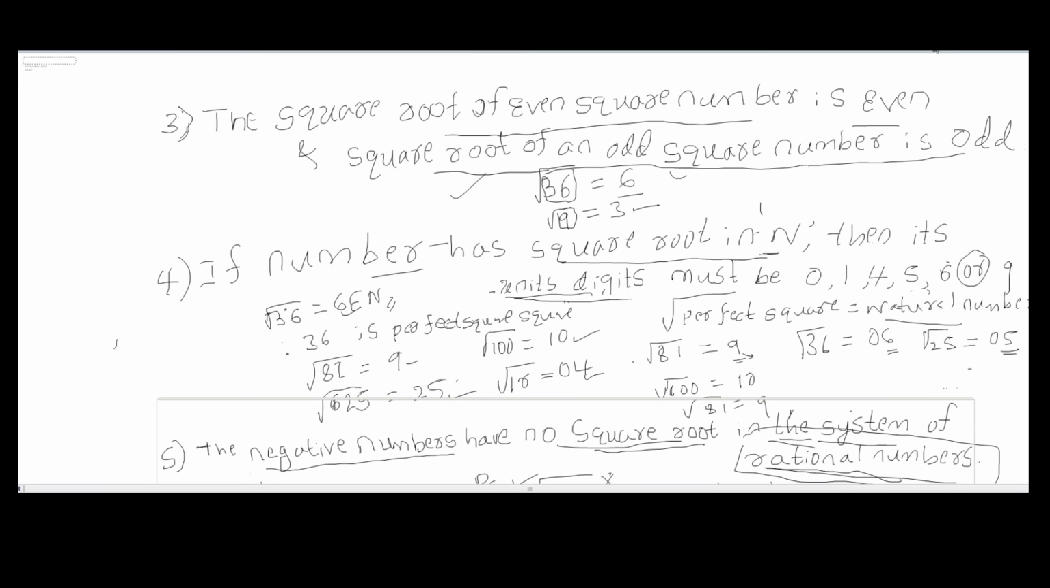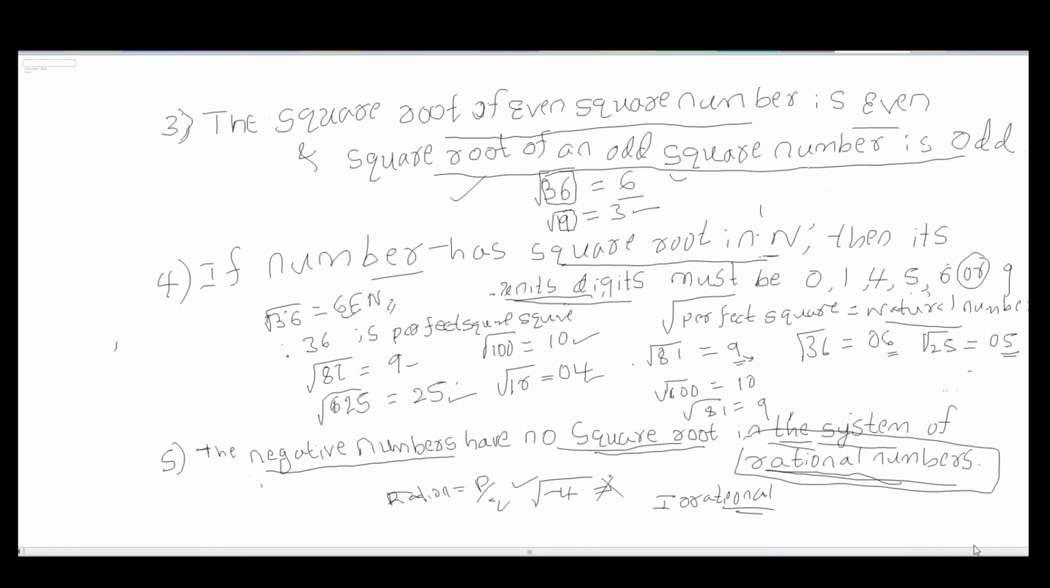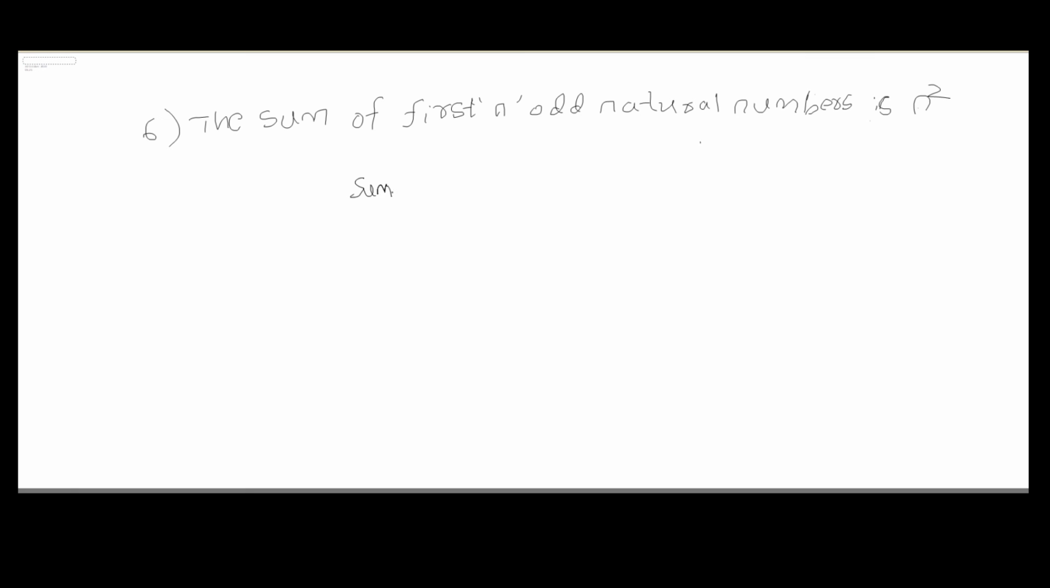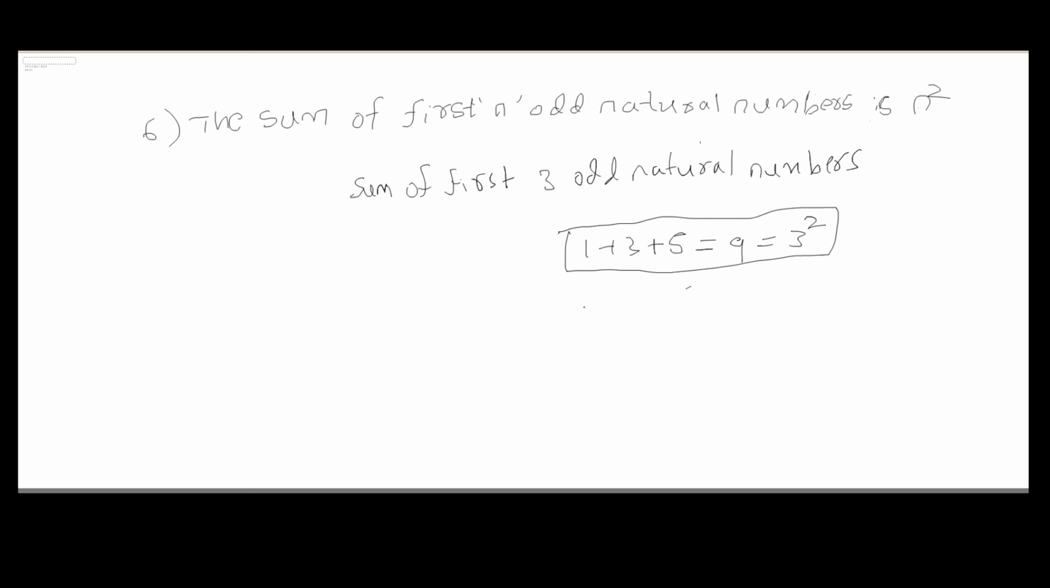The last, sixth property: the sum of the first n odd natural numbers is n square. Very interesting. For example, I can take the sum of the first 3 odd natural numbers. That is 1 plus 3 plus 5, which is equal to 9. That can be written as 3 square. Like this.